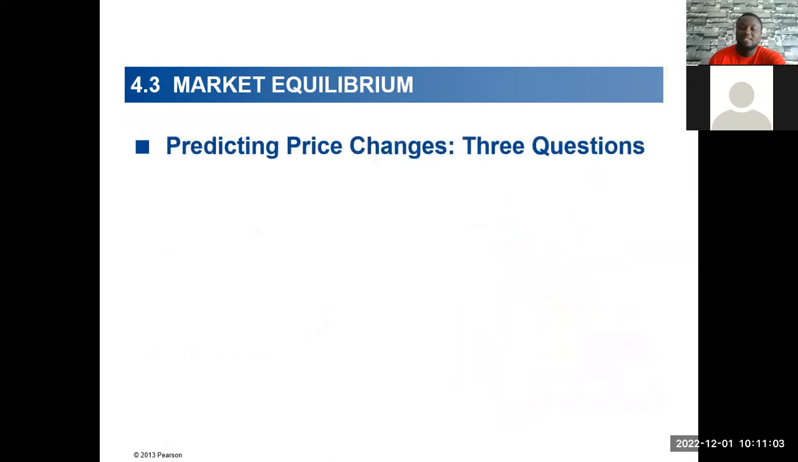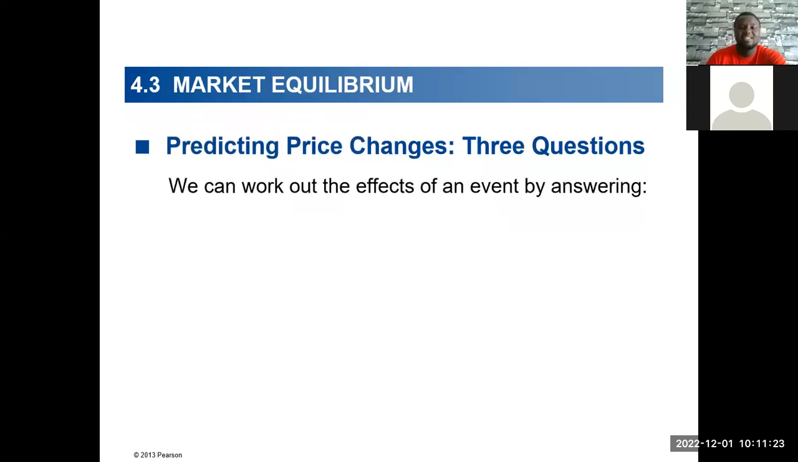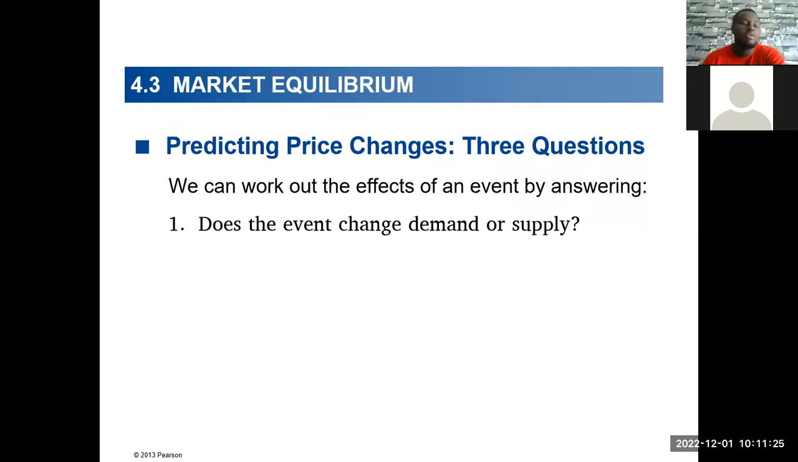Predicting price changes. There are three questions we always have to ask and answer. Whenever there's a change in incentives in the market, maybe something has happened, an event has occurred, how do we predict changes in price? We have to ask ourselves these questions and then answer them. By doing that, we are able to predict the effect of that event on prices. First question: does the event change demand or supply? We need to know, is the event affecting the demand or is it affecting the supply?